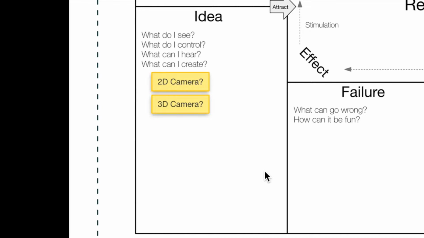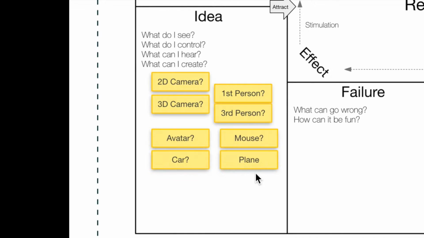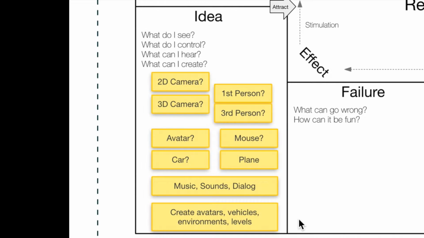In terms of the idea, we're thinking about what do people see. So is it a 2D camera or a 3D camera? If it's a 3D camera, is it a first-person view or a third-person view? What do I control? Is it an avatar, a mouse, a car, or possibly a plane even? What can I hear? Is it music, sounds, dialogue? How does that create a mood for me? Also, what can I create, if anything? Is it an avatar, a vehicle, environments, or maybe even levels?